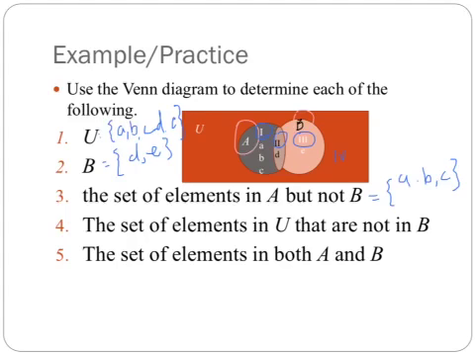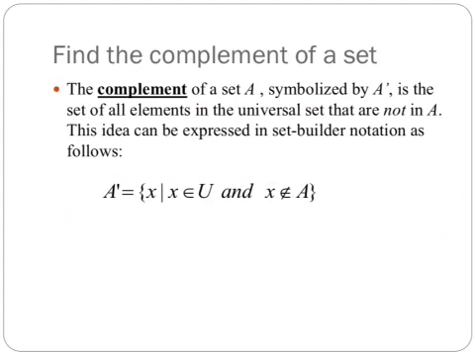And the set of elements in both A and B, and that's just D. When we talk about the complement, we're talking about elements that are not in the circle or set A. And we denote it by this wonderful prime value. A prime gives us our complement.